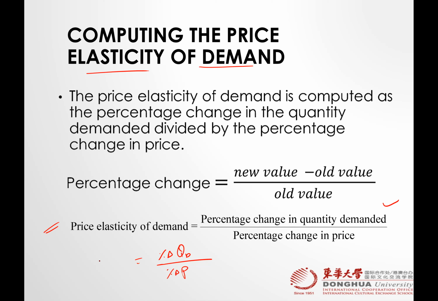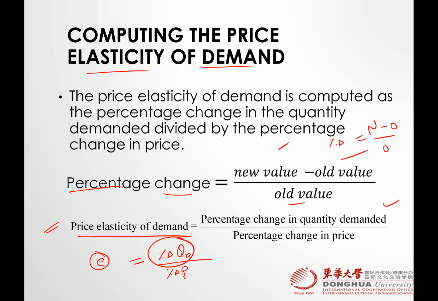That is the price elasticity of demand, which we denote with a small e. So how do we calculate percentage change in quantity or in price? The mathematical formula for percentage change is new value minus old value, divided by old value. New minus old divided by old. That is how we calculate percentage change.